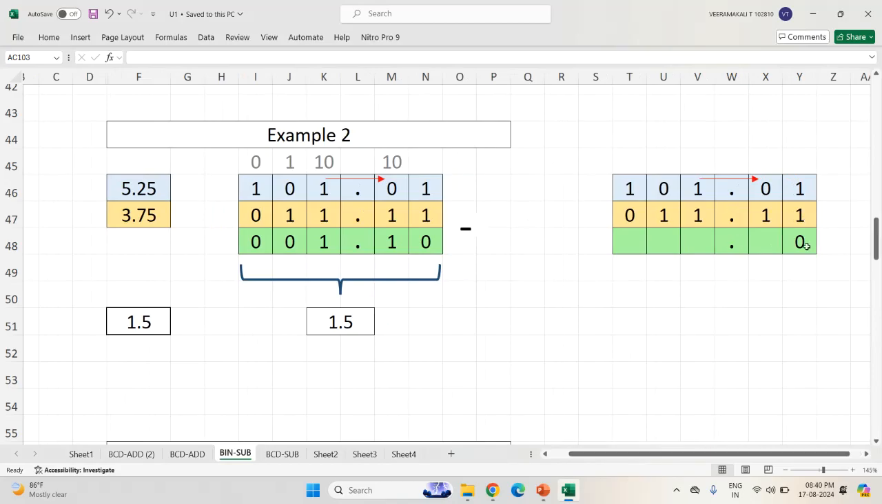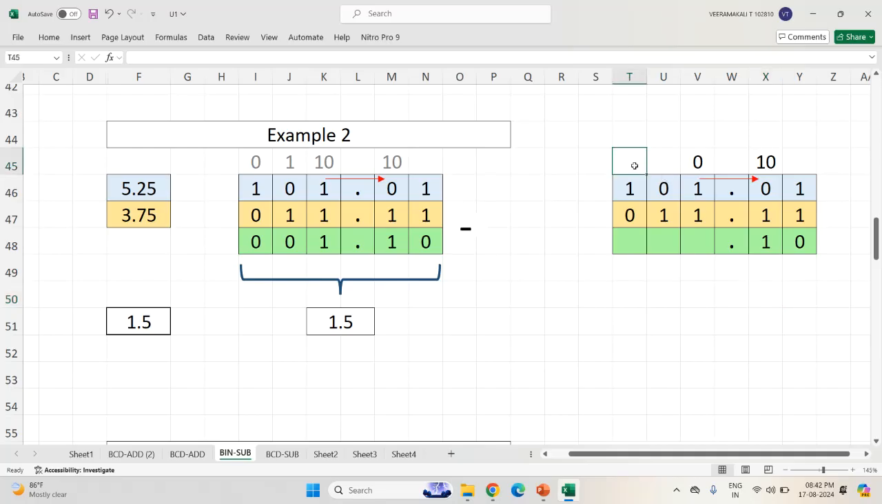So 1 minus 1, 0. 1 cannot subtract it from 0. So I can borrow from the left hand side. This value becomes 0. This value becomes 1, 0. So 1, 0 minus 1, you can get 1. Add the dot part. 1 cannot subtract it from 0. So I can try to borrow from the left hand side. This value also 0. So I can borrow again.